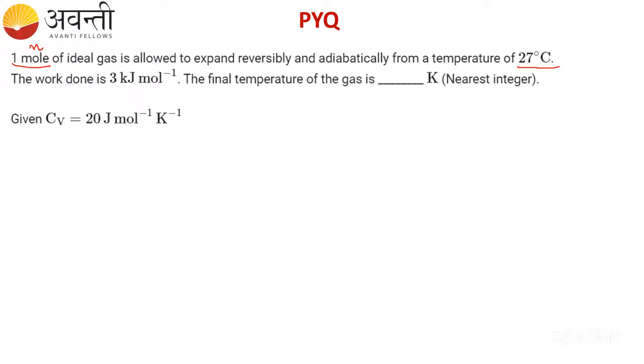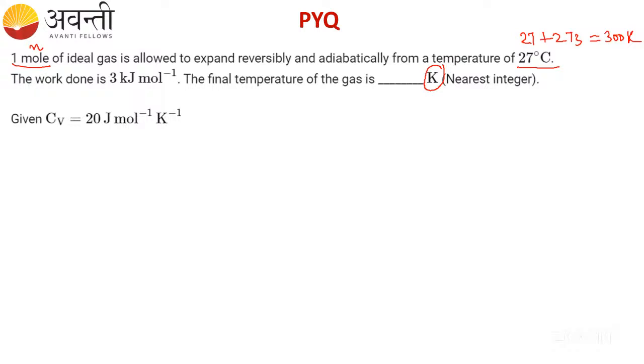But we have to find the answer in terms of Kelvin. The temperature should be written in terms of Kelvin. So we have to convert Celsius to Kelvin. So it will be 27 plus 273, which will be equal to 300 Kelvin.